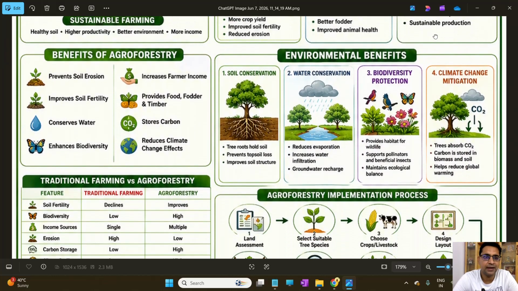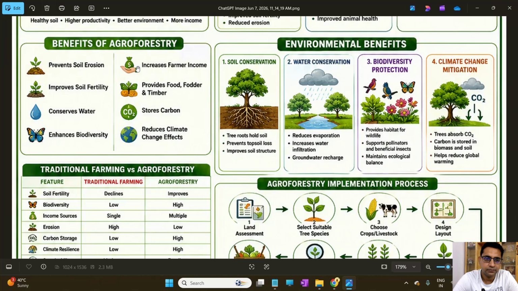So what are the benefits of agroforestry? It prevents soil erosion, it improves soil fertility, it conserves water, it enhances biodiversity, it increases farmers' income, it provides food, fodder and timber, it stores carbon, and it reduces climate change effects.